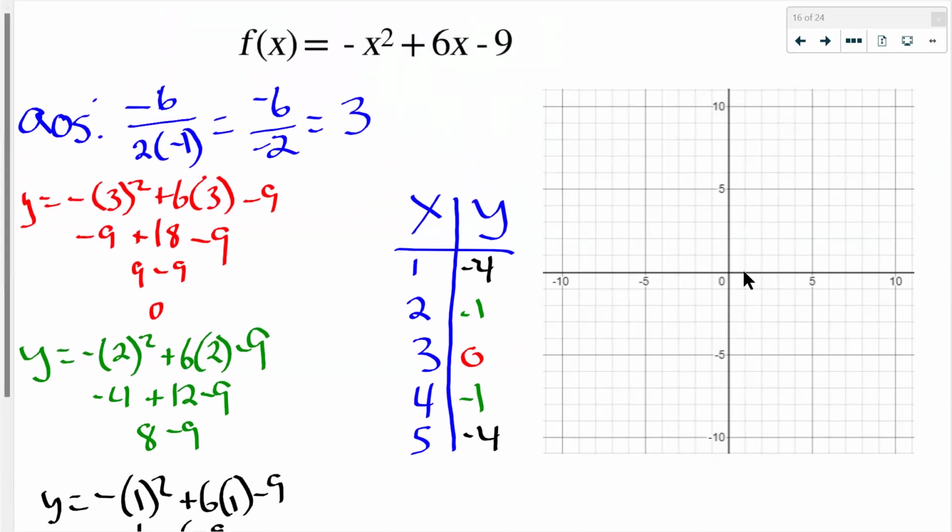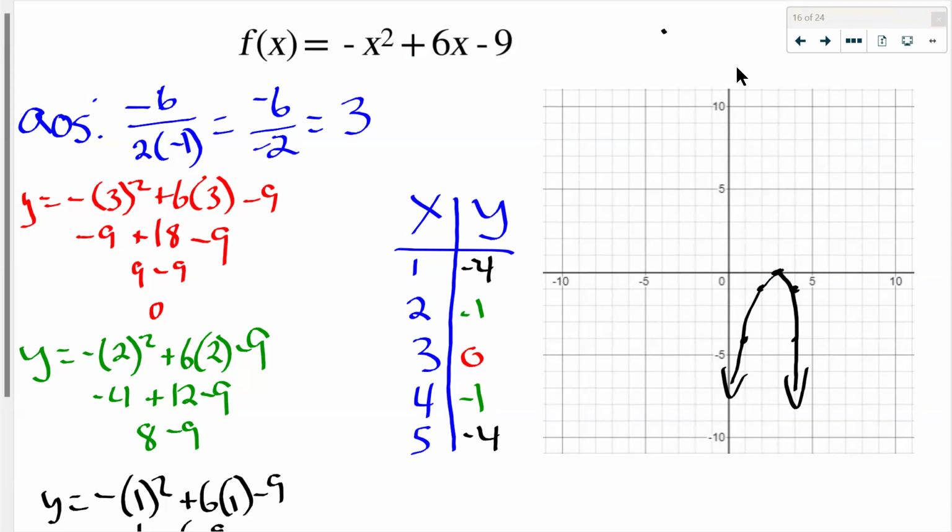Let's graph them. Over 3, up 0. Over 2, down 1. Over 1, down 4. And we have our parabola. Perfect. There we go. So sometimes we don't have x is 0, and you just got to do out the math more. All right. Make sure you pay attention to your signs on your numbers.